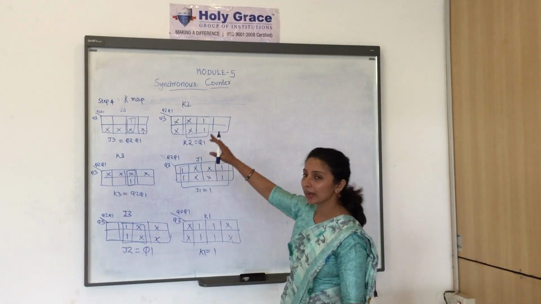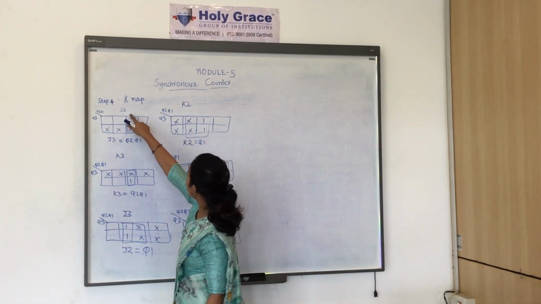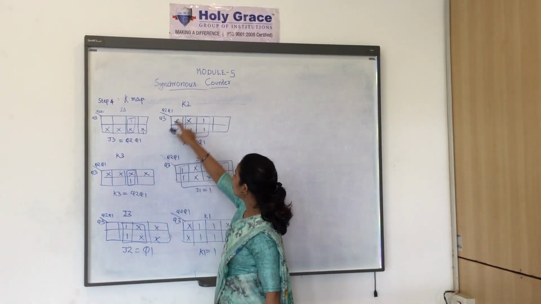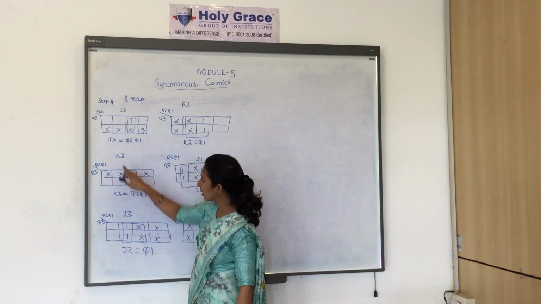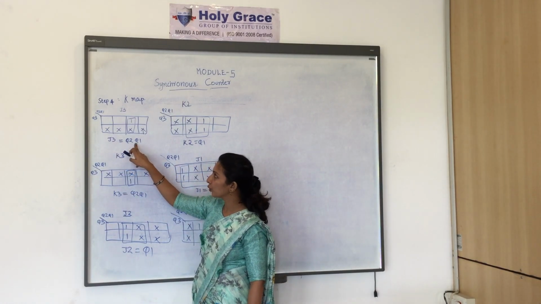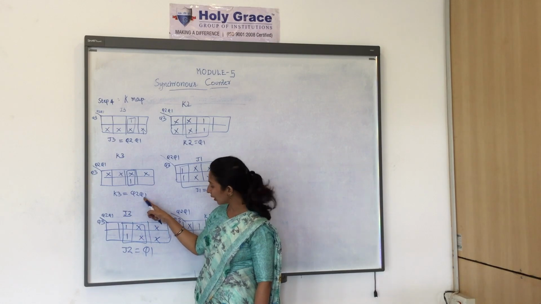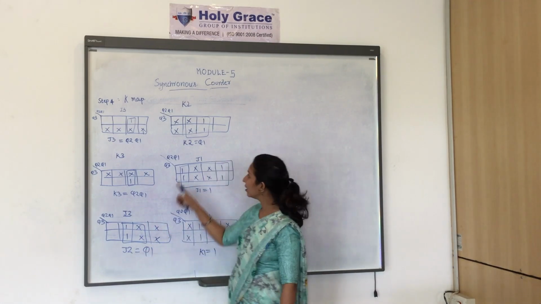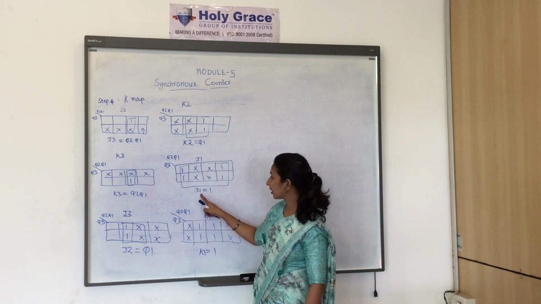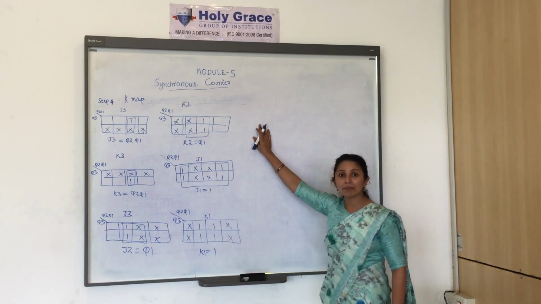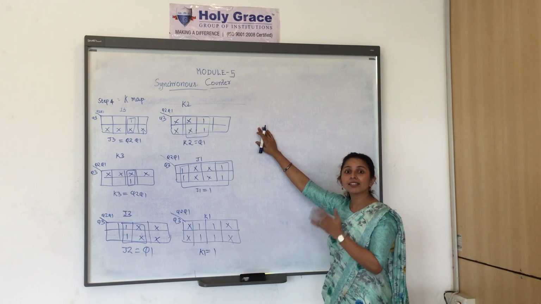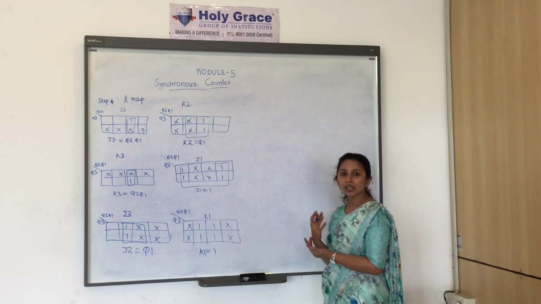So we have drawn the K-map for every output J3, K3, J2, K2, J1 and K1, and the corresponding equation has also been written. So J3 is Q2 Q1, K3 is Q2 Q1, J2 is equal to Q1, K2 is Q1, J1 is 1 and K1 is 1. Now I am going to implement the final step, that is the circuitry, in order to form the counter.